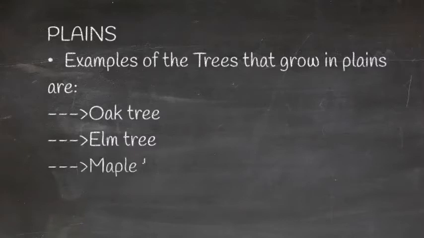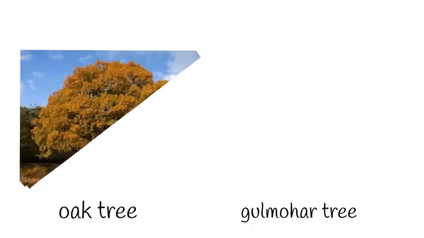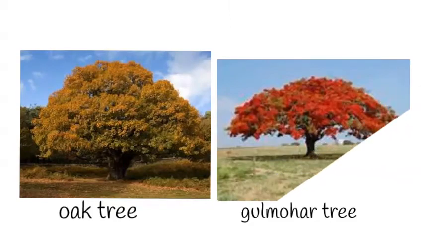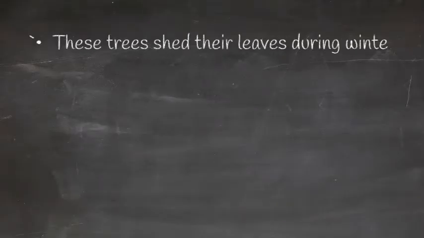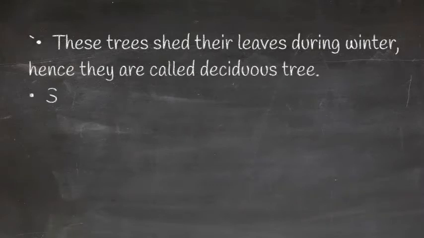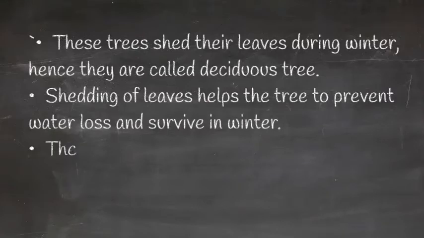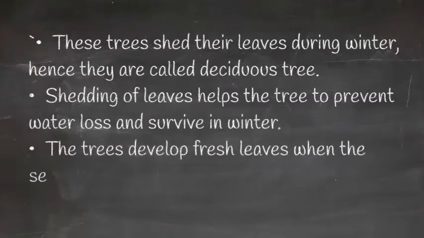Plains. Examples of the trees that grow in plains are oak tree, elm tree, maple tree, and gulmohar tree. These trees shed their leaves during winter, hence they are called deciduous trees. Shedding of leaves helps the tree to prevent water loss and survive in winter. The trees develop fresh leaves when the season changes.